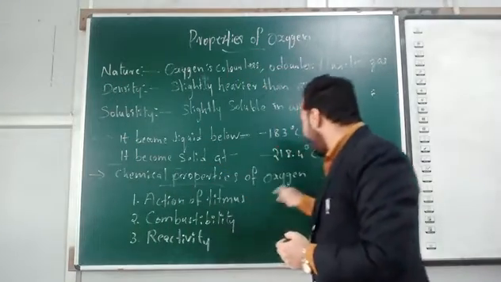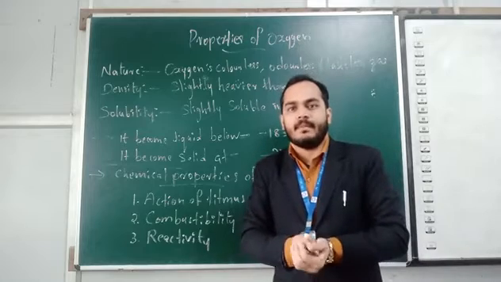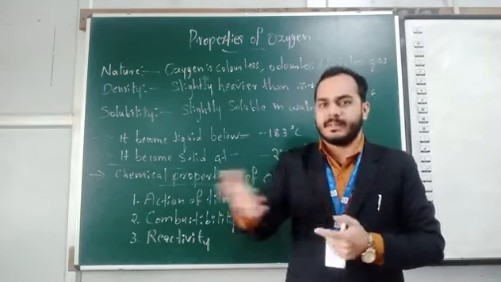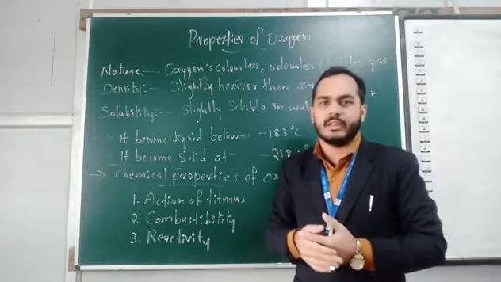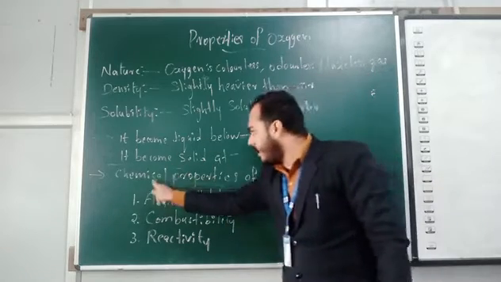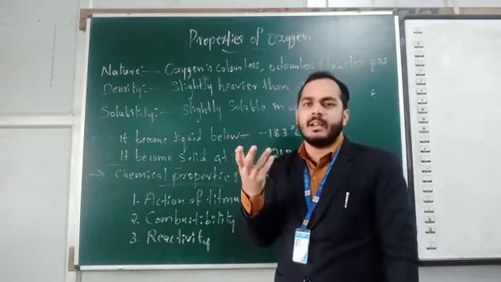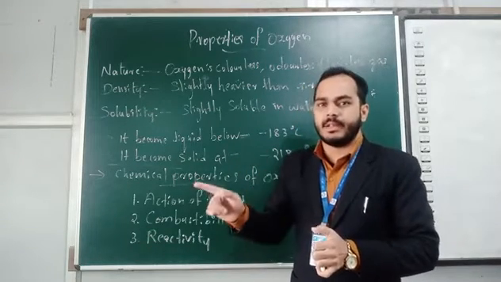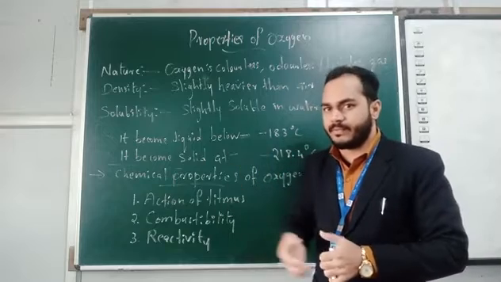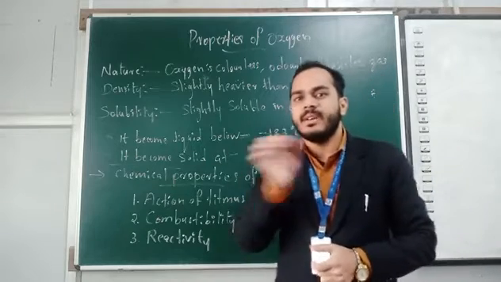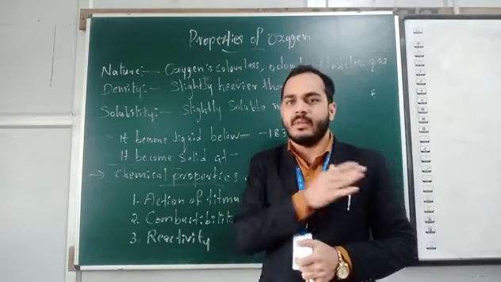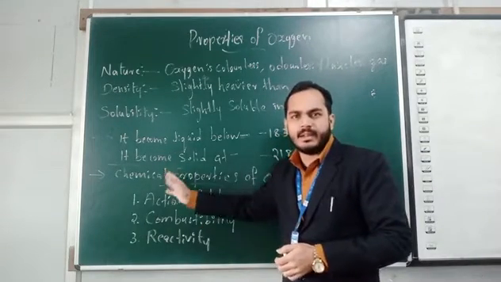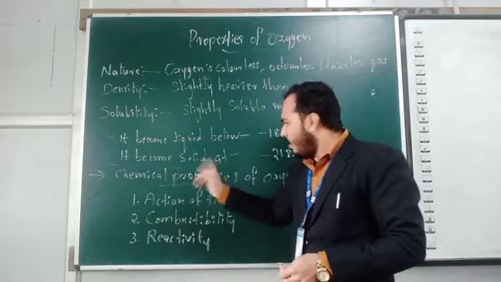Next one, the chemical properties of oxygen. Chemical property is how it reacts with other metals and other substances. What does chemical property or chemical reaction mean? If the chemical reaction is permanent and a new substance is formed, it is irreversible. Let's see the main chemical properties of oxygen.